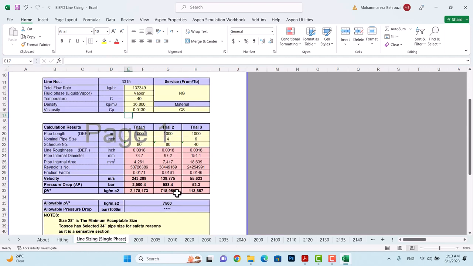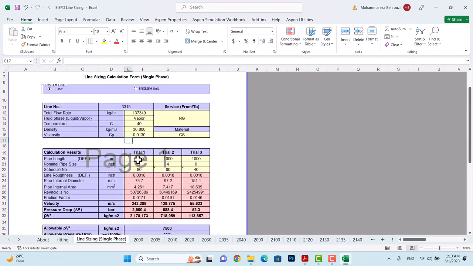Now, let's see the results here. Let's see the calculation results. Based on my experience, this flow rate is extremely high. So 3 inches, 4 inches, 6 inches can accommodate such flow rate. I know that based on my experience, and whether you have the experience or you don't, such flow rate requires bigger pipe size, bigger pipe diameter. It is completely understandable.